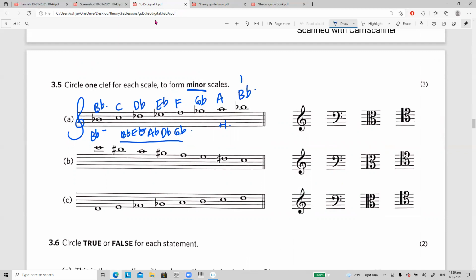In B flat minor, the 7th note is A. So A has a flat. Now you need to raise it. It becomes natural. So this is harmonic form: A natural for ascending and descending.